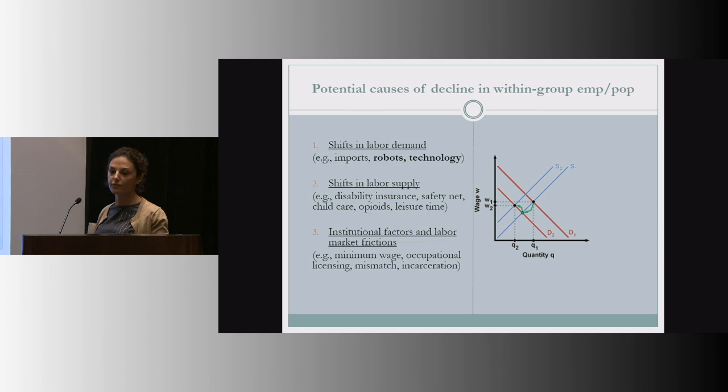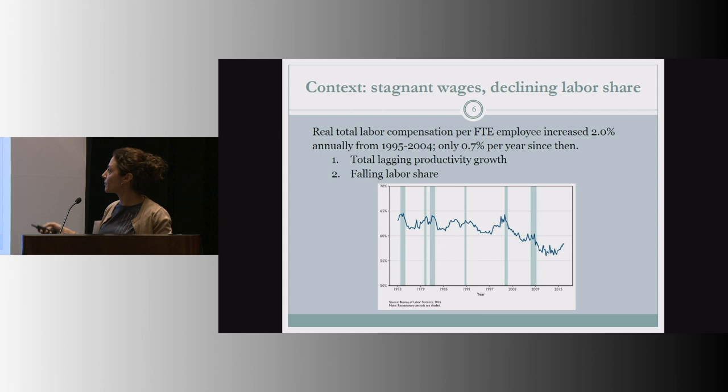The other thing we know, I don't know if I can figure out how to go backwards, okay, is that as Daron pointed out, compensation has really stagnated. And I think it's fair to say that the conventional wisdom as to why compensation has stagnated is attributable to two reasons, both the slowdown in productivity growth and also the fall in the labor share. And this is the jumping off point for this paper trying to explain this feature.